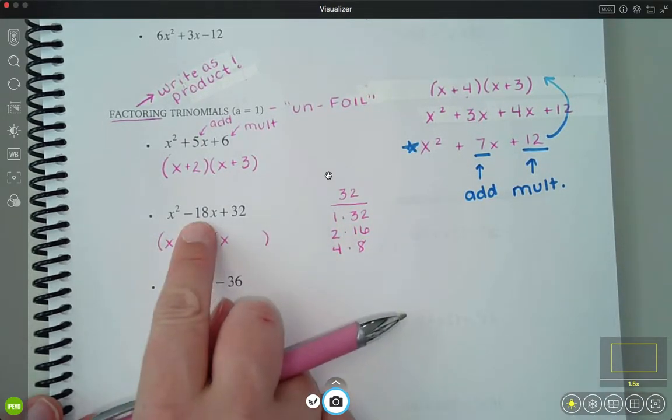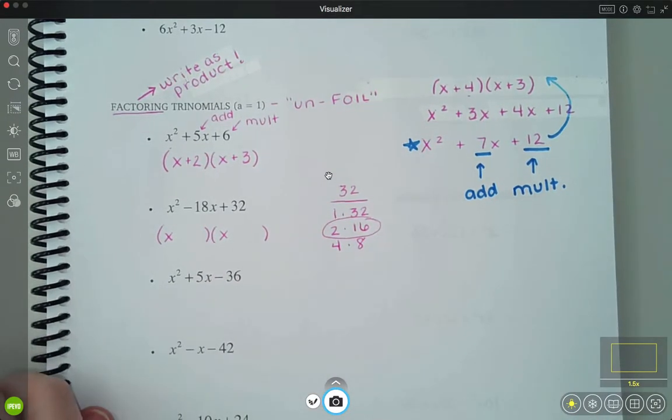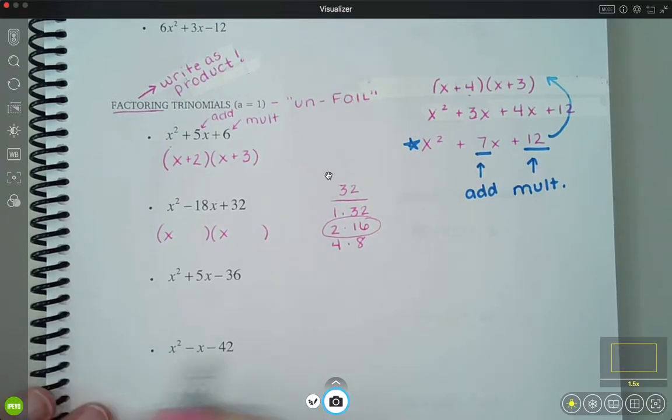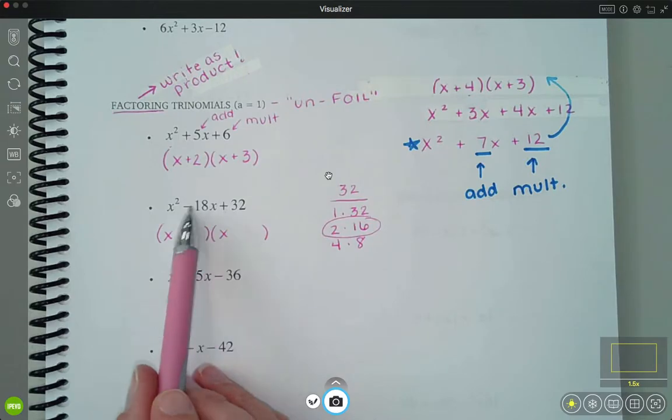And then I need the combination that's also going to make the 18. So that's the 2 and the 16. Okay. Now, the question is, how do I multiply to get a positive number, but add to get a negative number? Okay.